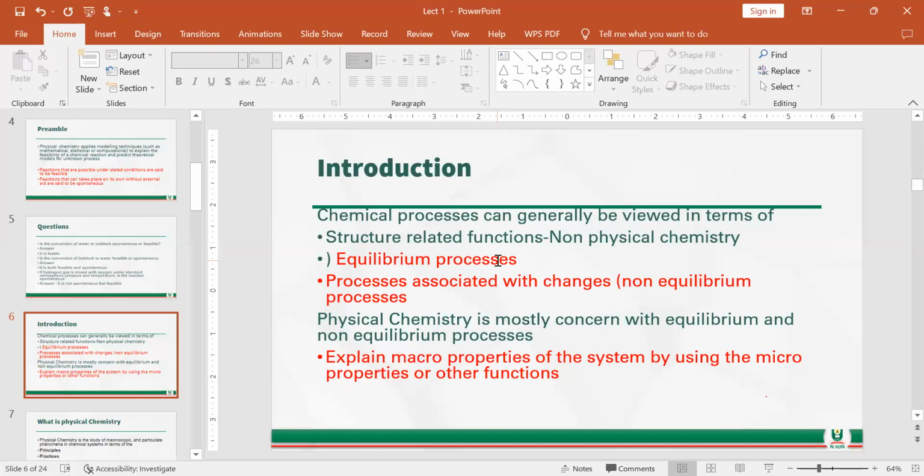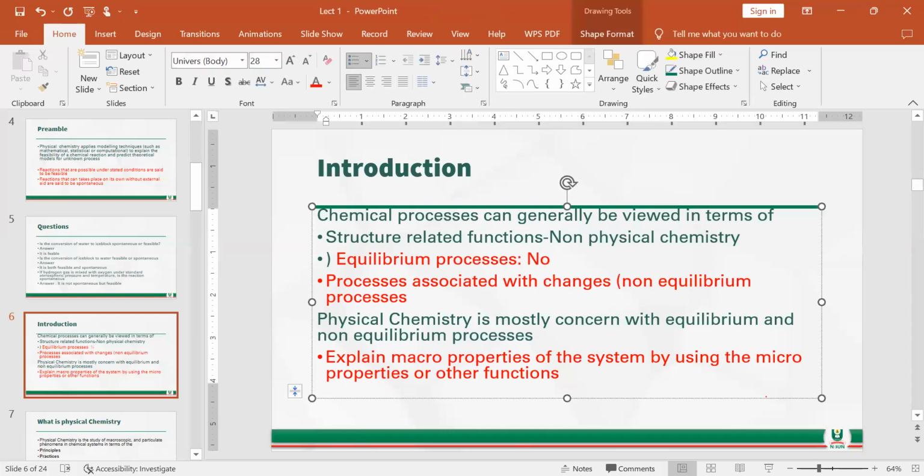The processes that are associated with significant changes are non-equilibrium. So physical chemistry is mostly concerned with equilibrium and non-equilibrium processes. If small changes occur in a system, or there are no changes in the system, no matter what you do, physical chemistry will be concerned with that. But other branches of chemistry will be concerned with structure-based functions. So that's the difference you can see there.